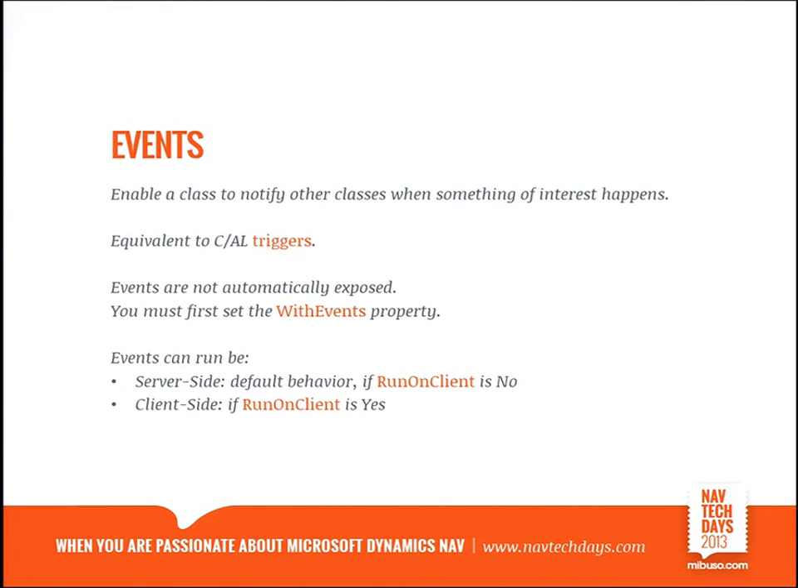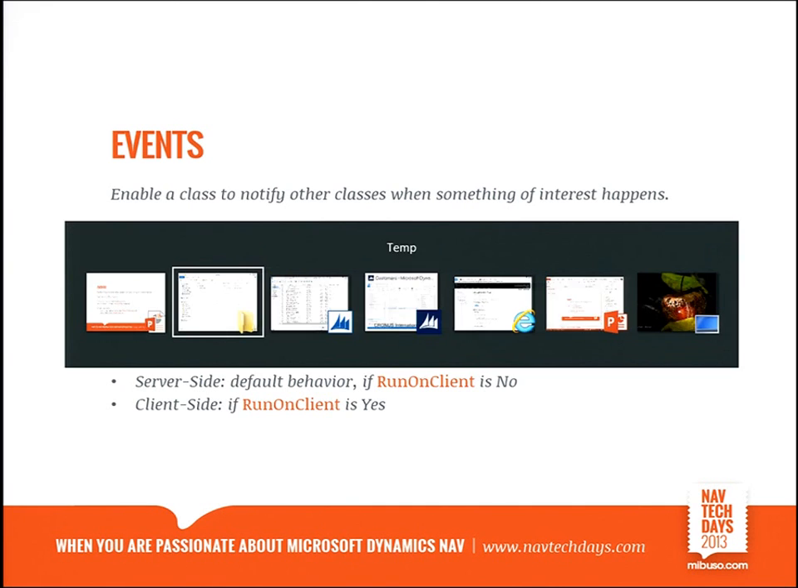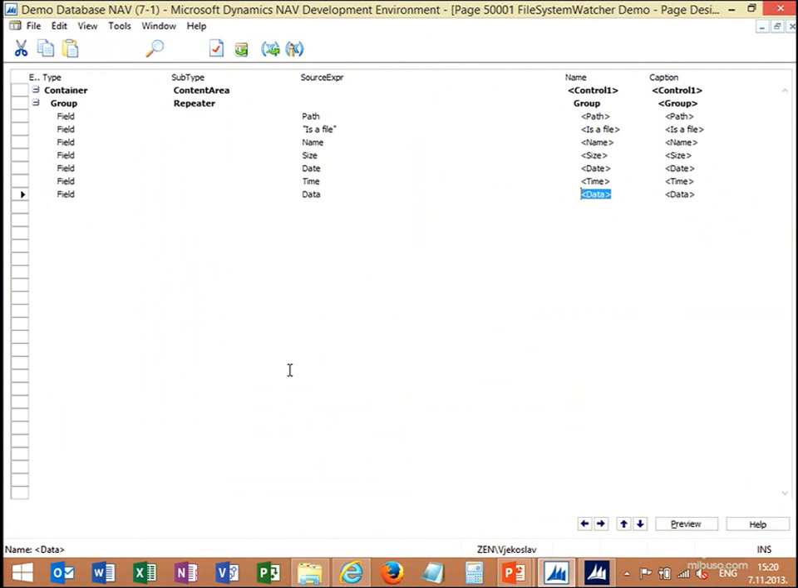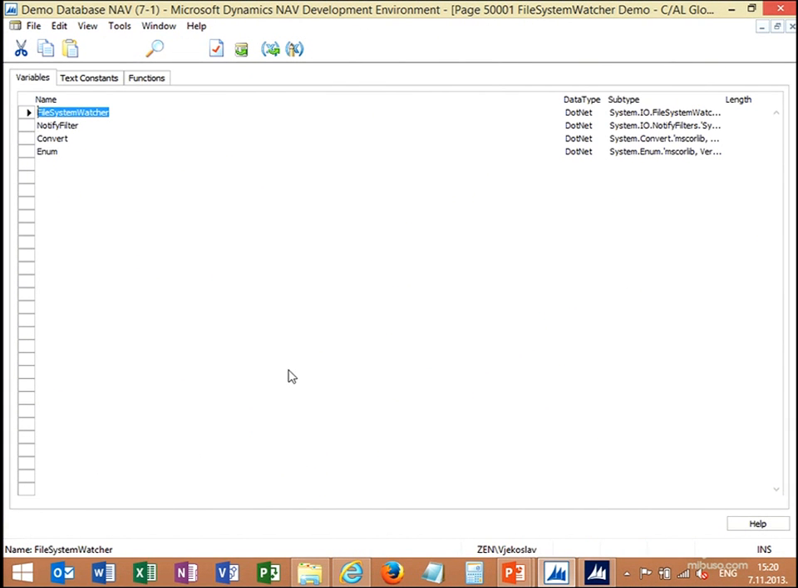When working with events, we can respond to all of the events that a class publishes. So let's take a look at what we need to do before we can respond to events. Here we have this file system watcher class. This file system watcher class is exposing certain events. Just by declaring that object, I'm still not responding to events.